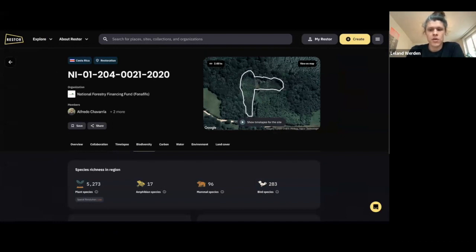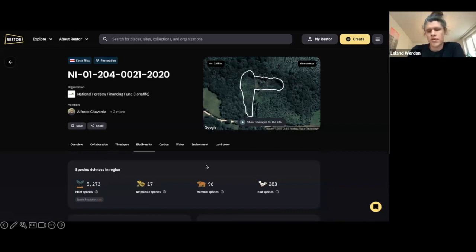Typically, restoration or ecological data sets are locked up and hard to digest. And what the lab has done in creating Restore is basically allowed people that are working on the ground to get access to really just general ideas of what's going on at their site from global mapping products. So, for example, at this site, you can see that there are over 5,000 plant species just generally in the area. There are many amphibians, maybe mammals and bird species.